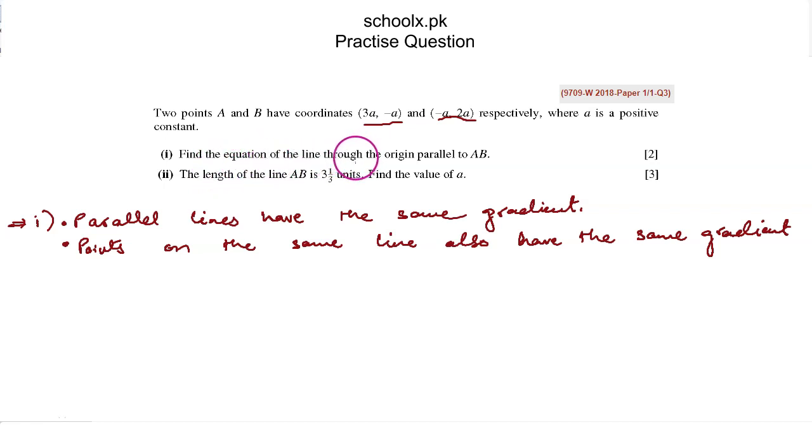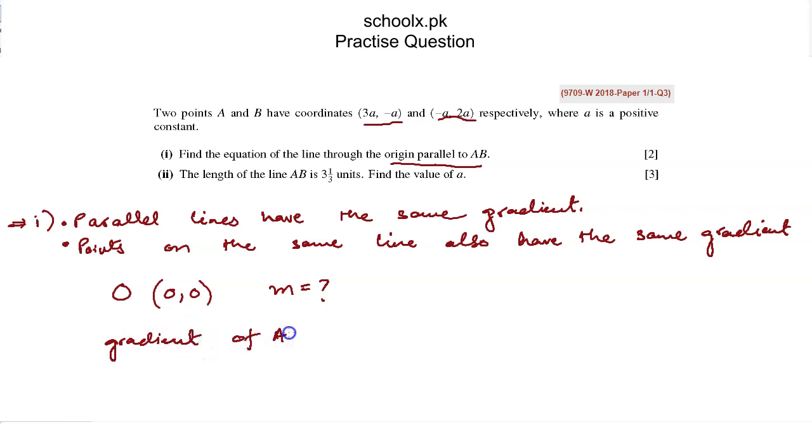Now they have told us to find the equation of the line through the origin and parallel to AB. For finding the equation of the line, we need one point on the line, which we already have, the origin (0, 0), and the gradient of the line, which we don't have. But the gradient of the line passing through the origin parallel to AB will be equal to the gradient of AB. So let's find the gradient of AB.